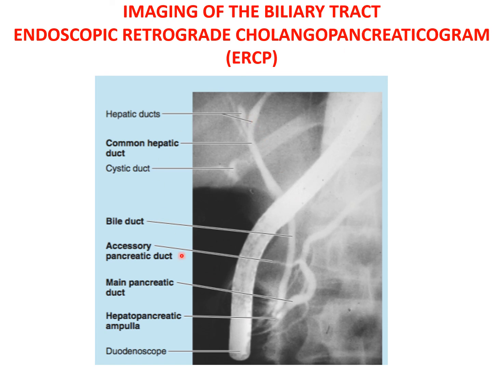In this ERCP, you can see these are the hepatic ducts. Then this is the common hepatic duct. It's joined by the cystic duct. This is the bile duct. This is the pancreatic duct, and over here you can see the hepatopancreatic ampulla. These days, the bile and pancreatic duct can also be visualized by non-invasive MRI techniques.